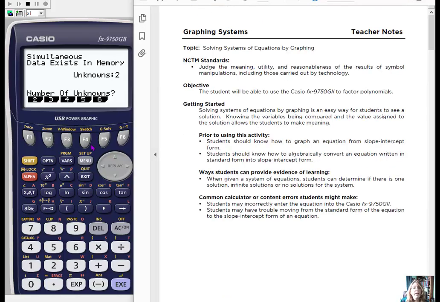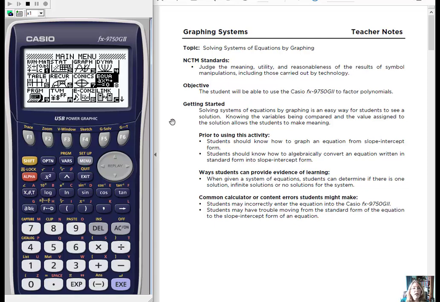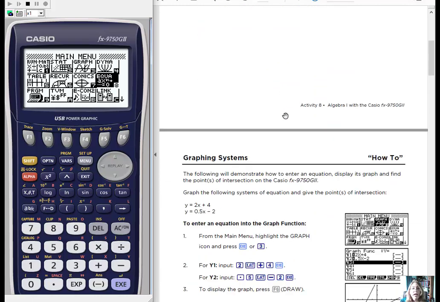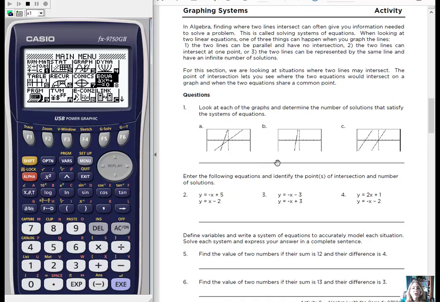Let's go to the second activity, and I'm going to exit out and get back to my menu here. This time, another way to solve systems, as we know, is that you can graph the equations that you have and look for those points of intersection, the point where they have in common. So again, this is a complete lesson, has standards, what you're supposed to do, what's your objective, and there is a how-to, so I'm going to skip over that because that's what I'm showing you.